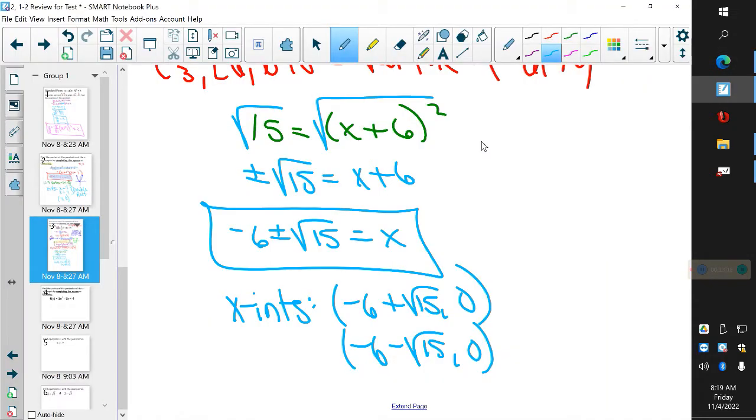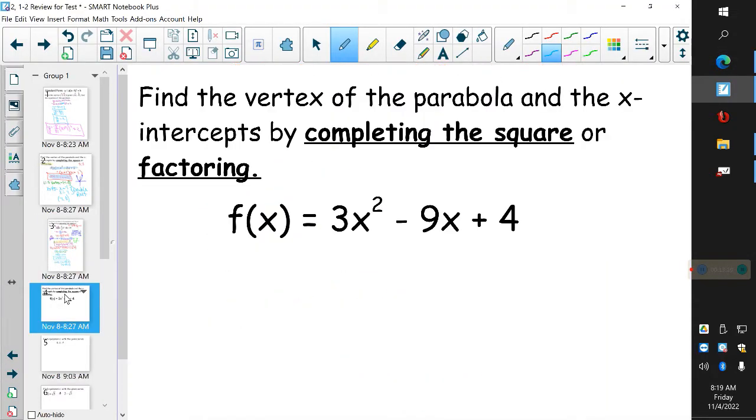All right, the next thing. Find the vertex of the parabola and the x-intercepts by completing the square. Same concept. So if we do this problem right here, same exact thing. This is 0. What do I do next? Subtract the 4. What do I do next?